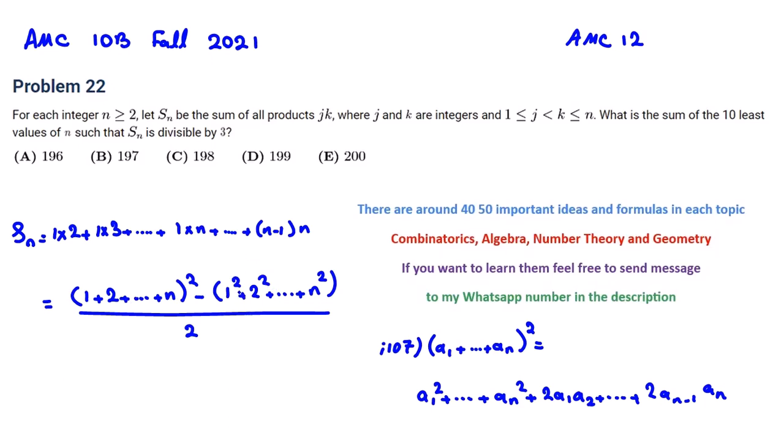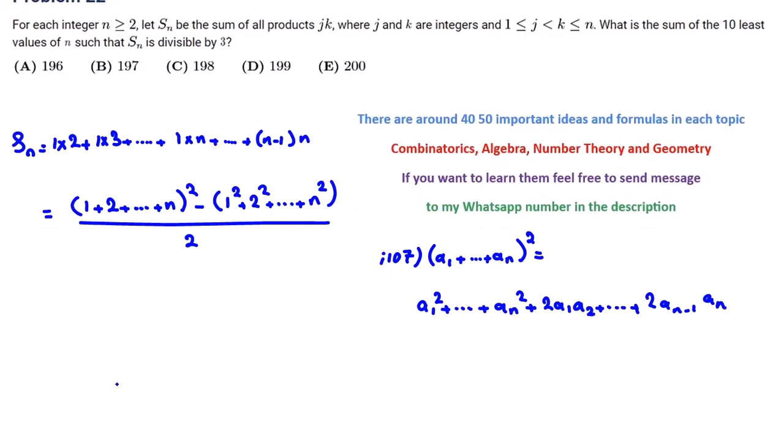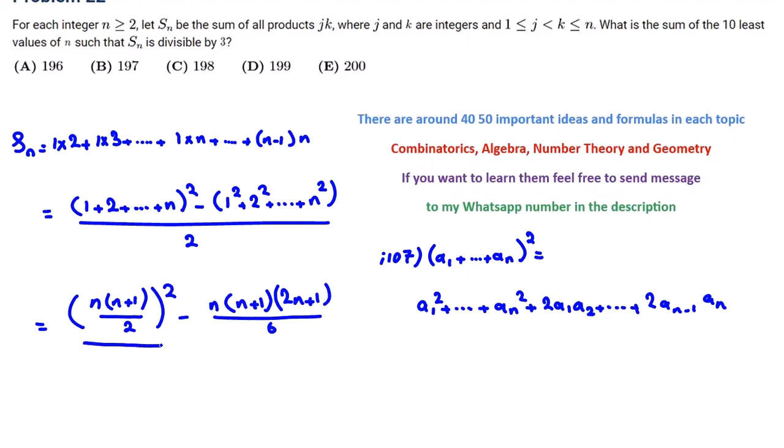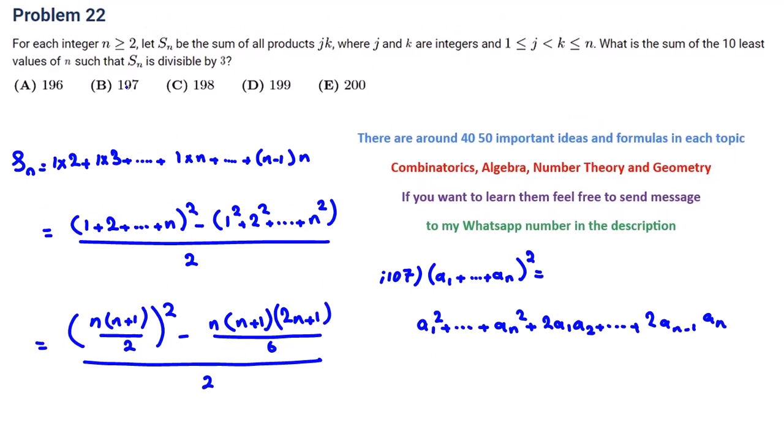And I told you in the algebra part that 1 squared to n squared is what? That's right. 1 to n was n times n plus 1 over 2, whole squared. This part was n times n plus 1 times 2n plus 1 over 6, all over 2. Okay, now use this formula for Sn and try to see what's the sum of the 10 least values of n such that Sn is divisible by 3. Try to find out for which n Sn is a multiple of 3. Try first on your own.